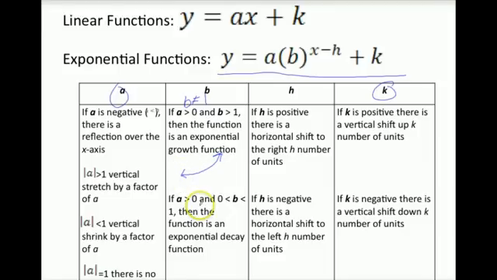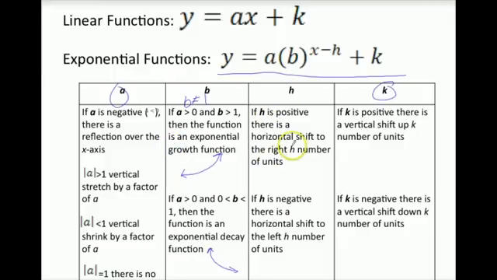If the absolute value of a is greater than 0 and b is between 0 and 1, so it's not 0, it's not 1, but it's a fraction in between there, then the function is an exponential decay function. So that goes the other direction. And today we're going to incorporate when we do have a negative a value and we have a reflection over the x-axis. We'll take a look at what that looks like.